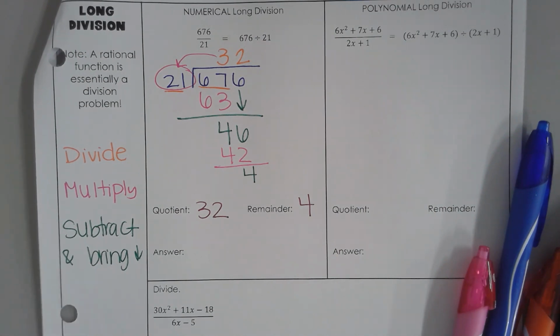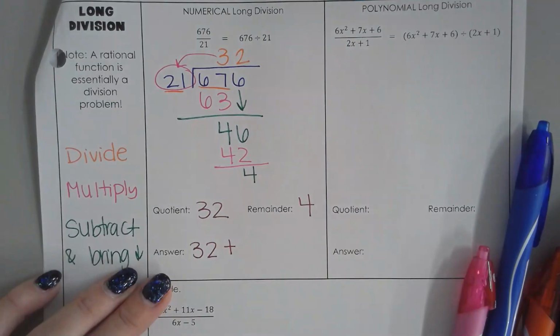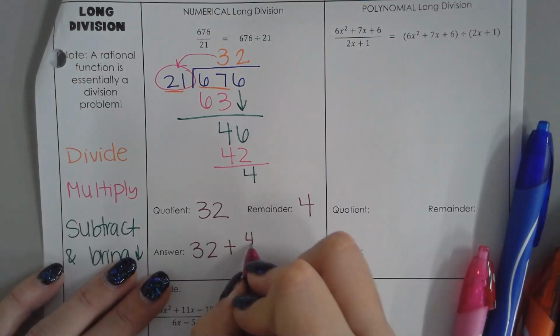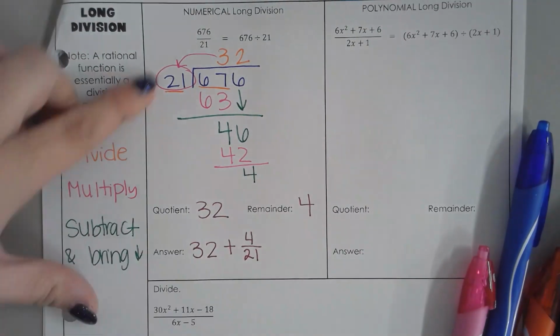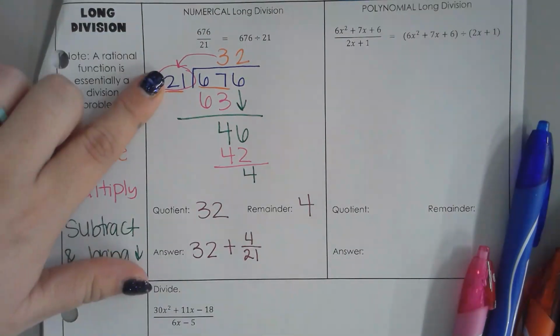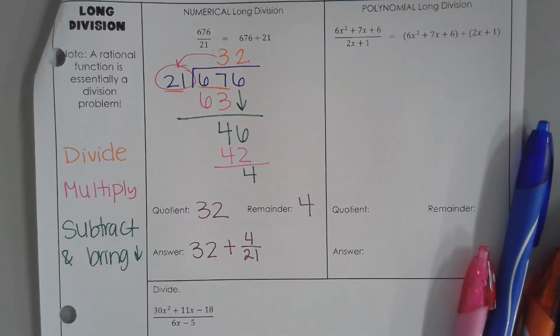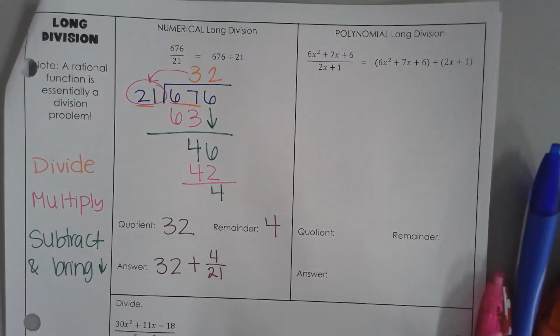And what that means is that I have 32 plus 4 over 21. So you have 32 and you have 4 out of 21 left over. And you learned that process forever ago and you probably forgot it and moved on. That same process we follow when we're dividing polynomials. But it is a little bit more confusing.